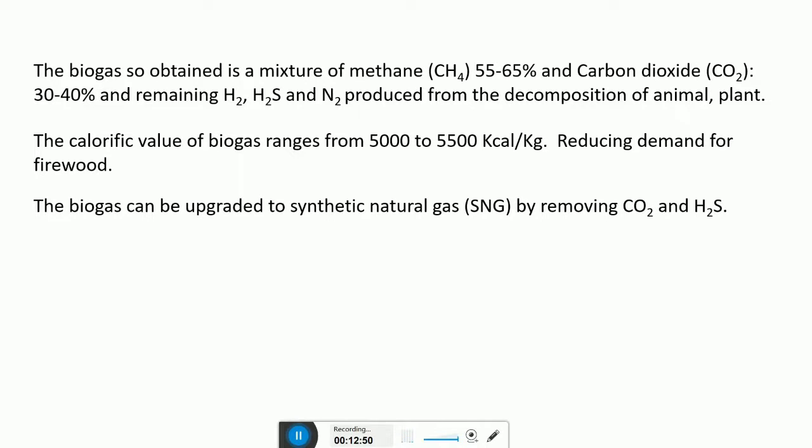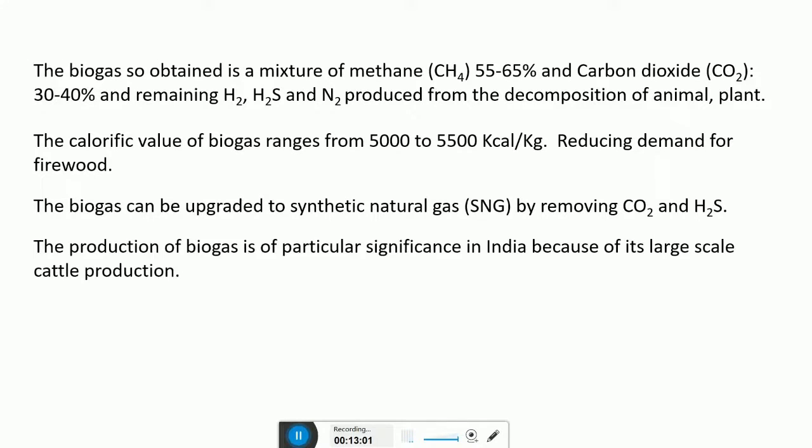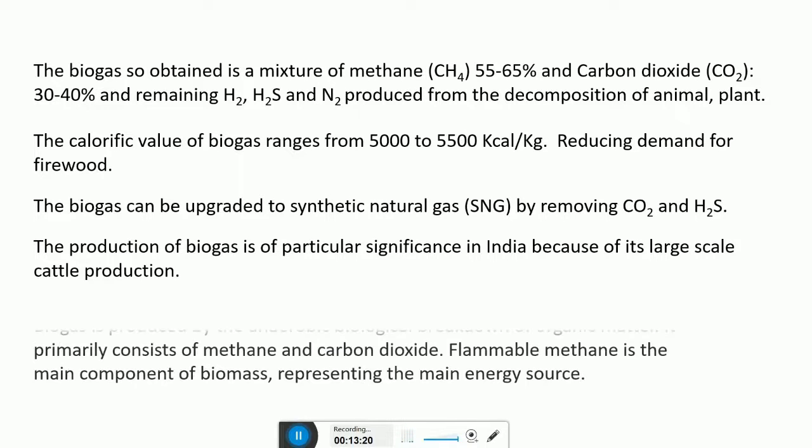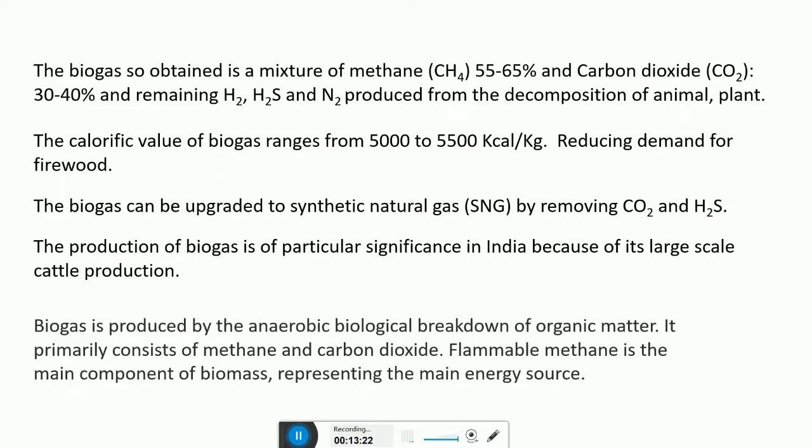The material from which the biogas is produced retains its value as a fertilizer and can be returned to the soil. Biogas has been popular under the name gobar gas, or it is also called KVIC, mainly because cow dung has been the material for its production. So it is called gobar gas.